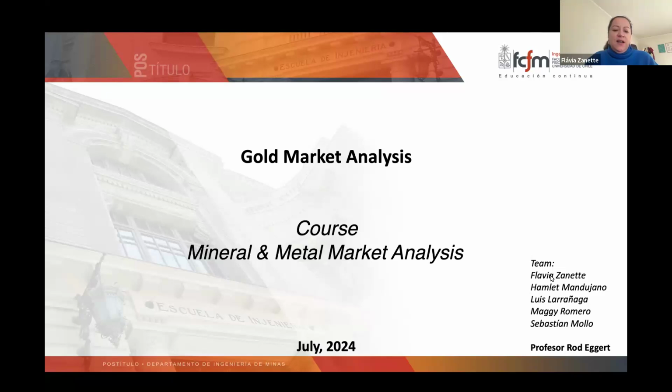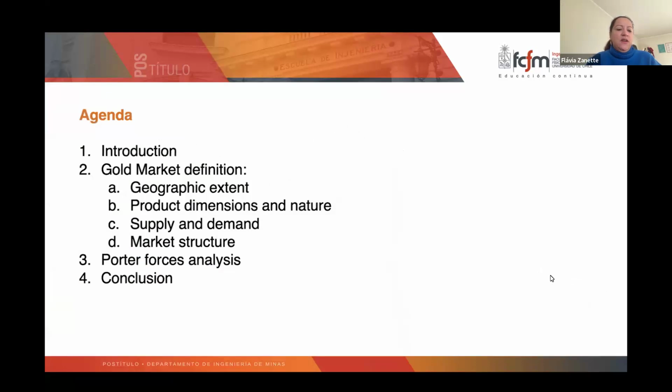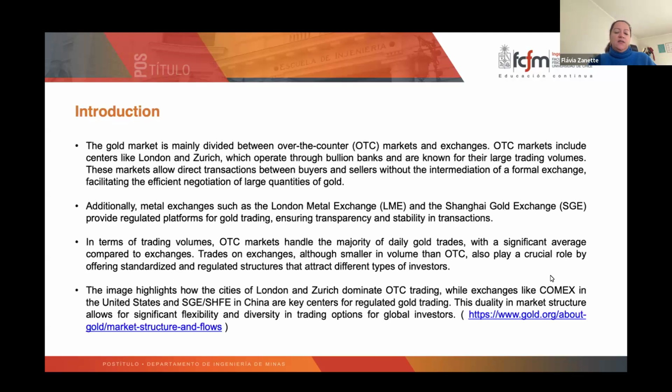Here, we are going to present as our team, me, Flavia, Hamlet, Luis, Maggie, and Sebastian, who have made this presentation. This is a short presentation. Here I share with you the agenda: a previous introduction of the gold market. The second point is going to be the definition, geographic extent, product dimensions and nature, supply and demand, market structure. Then we are going to analyze the Porter's forces, and then we close with the conclusion.